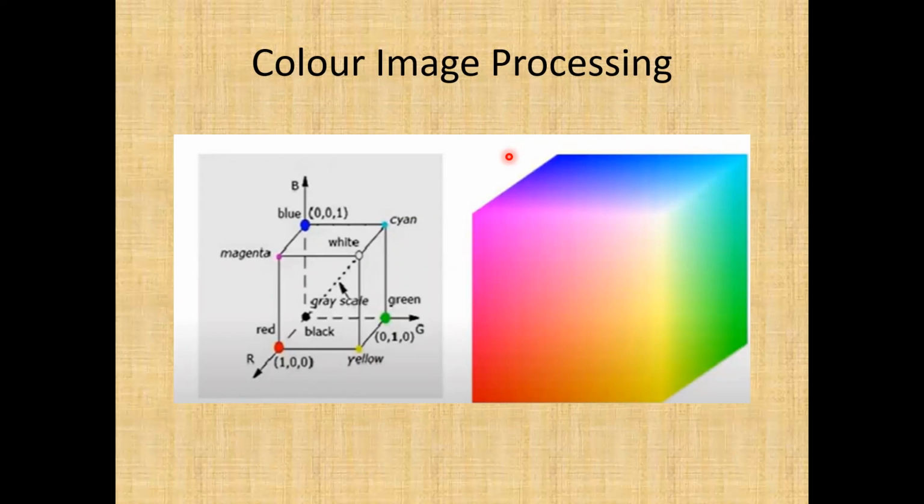There are a number of color models used for processing color images, like RGB, that is red, green, blue color models, CMY, cyan, magenta, yellow color models, and even hue saturation color models, that is HSI color models. Based on our application, we have to choose the appropriate color model, and we can process the colored images.